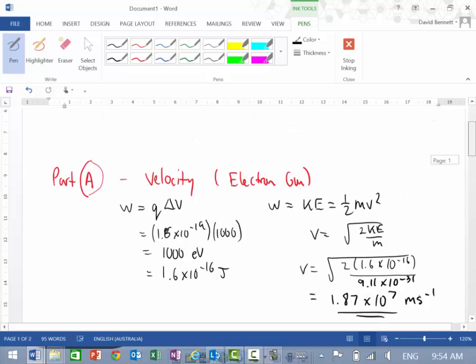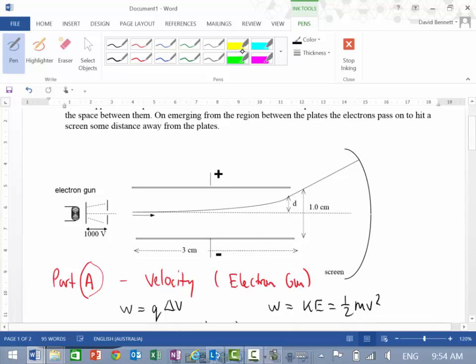So back to our diagram. What we're looking at here is this part of the diagram. We've now worked out our velocity, the speed that our particle travels through that part of the diagram. So part A is really just working out that part there. You okay with that?